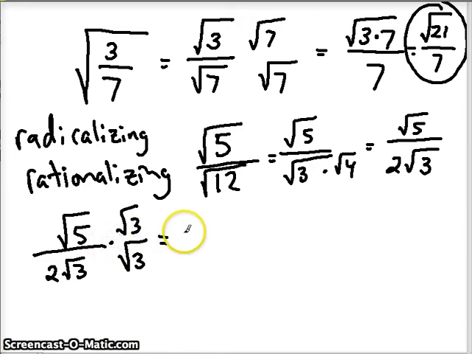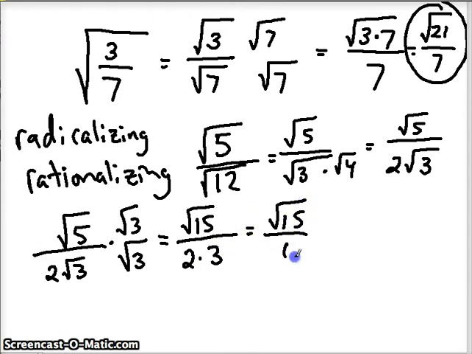And what we get on top is square root of 15. 5 times 3 under 1 radical. And on the bottom we get 2 times, well, square root of 3 times the square root of 3, we could say is the square root of 9, but that just ends up being 3. So that's how that works. And now we got the square root of 15 over 6. So we ended up simplifying something on the bottom a little further instead of the top, which is fine.